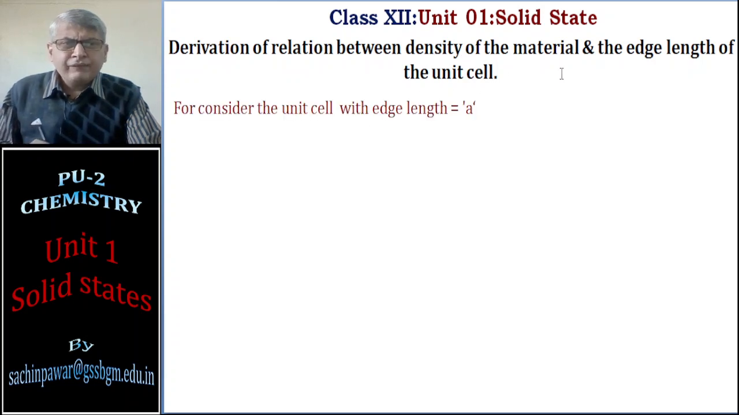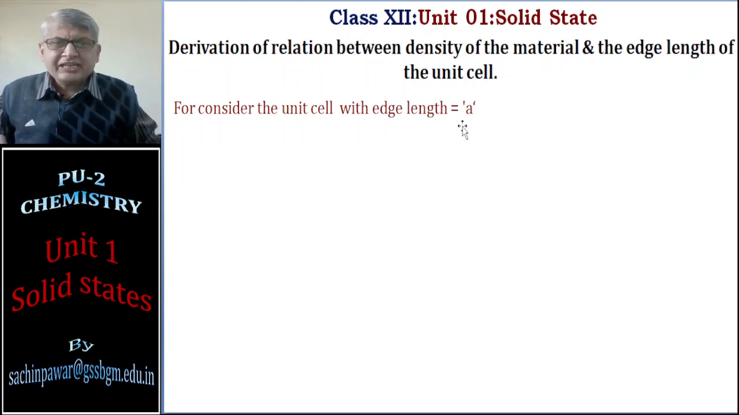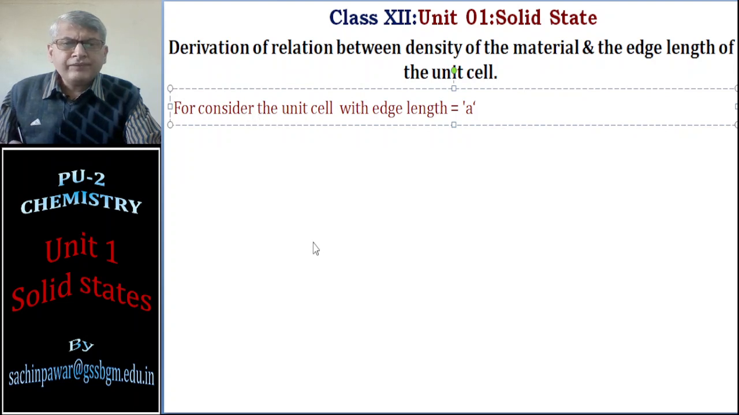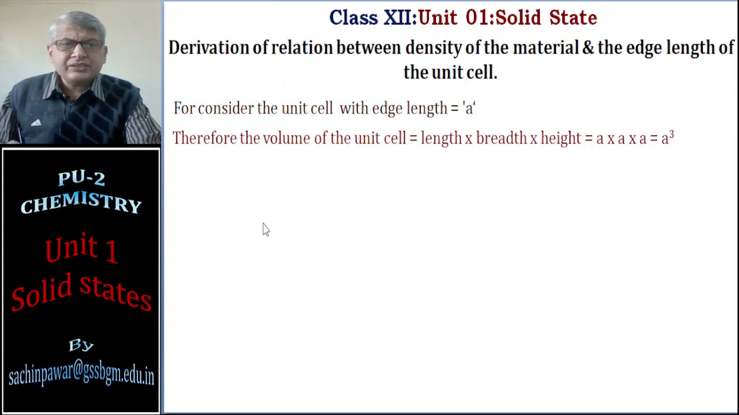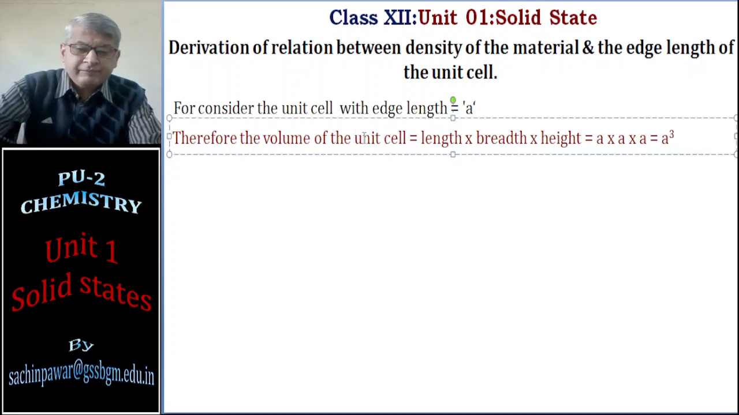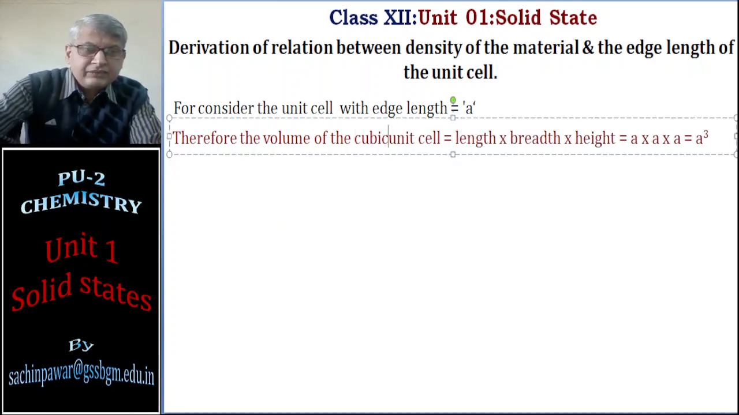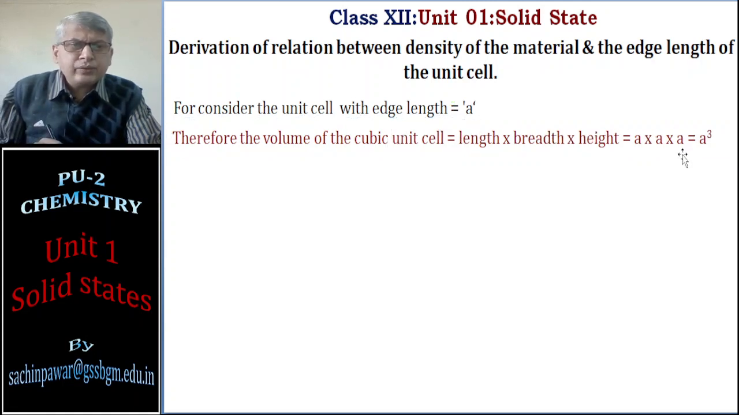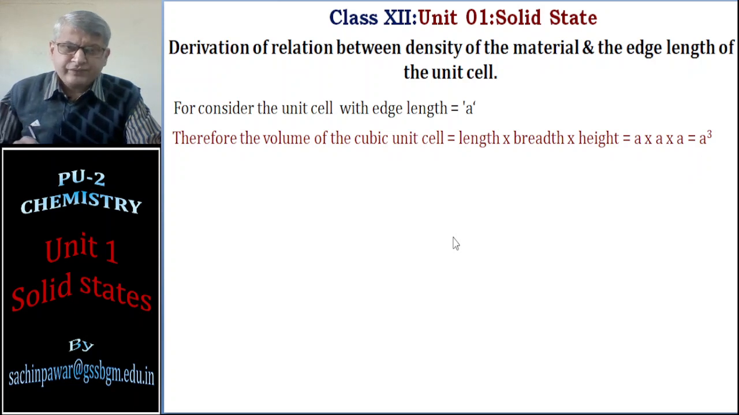For this we consider the edge length of the unit cell as A. And when I say edge length of the unit cell is A, obviously the unit cell is made up of 3 edges, so the volume of that unit cell can be easily determined as length into breadth into height. And since we are taking a cubic unit cell here, length is equal to breadth is equal to height, therefore it is A into A into A, that is A cube. So we have got the volume of the unit cell.